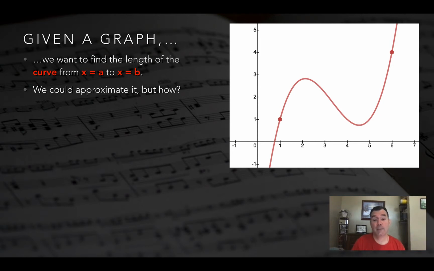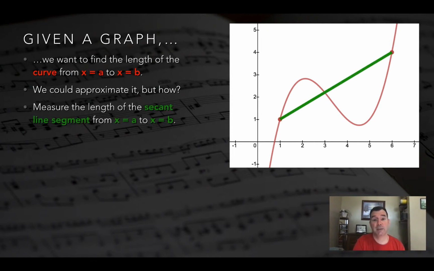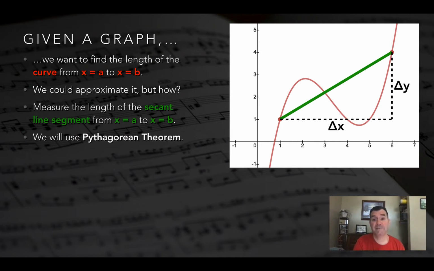Well, I'm going to go through the same process that I did with derivatives and integrals and make an approximation, make that approximation better, and then make it more exact until I come up with a formula that I can use all the time. So my first approximation would be, well, what if I find the length of the secant segment that goes from endpoint to endpoint? How would I actually find that length?